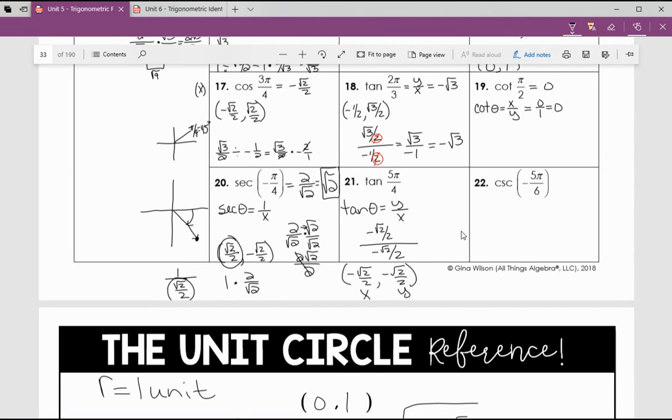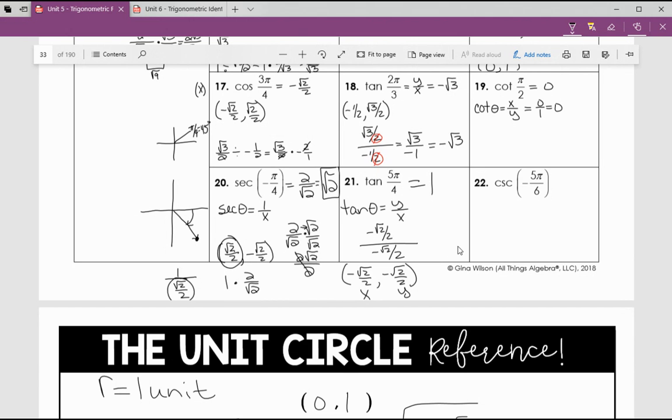What happens when you take a number and you divide it by itself? You get a positive 1. Negative divided by negative is positive. Sometimes, depending on the quadrant, you do end up with a negative 1 because one of these will be positive and the other one will be negative.